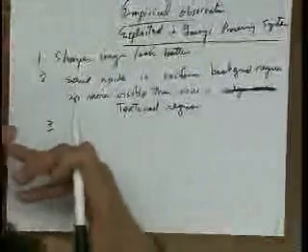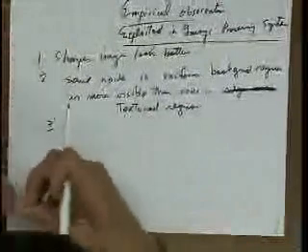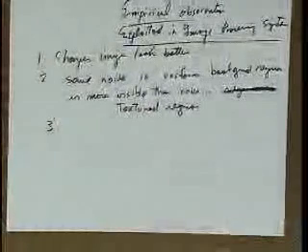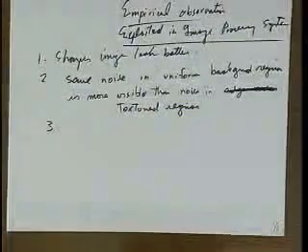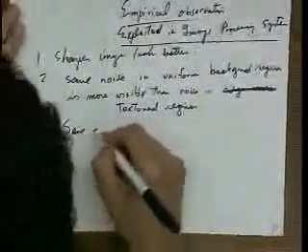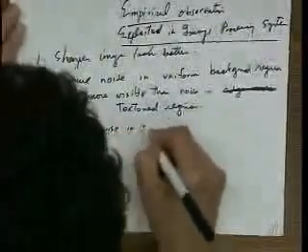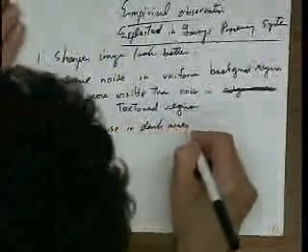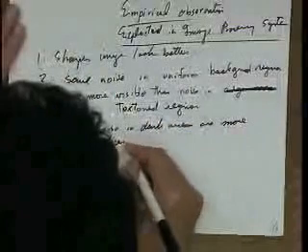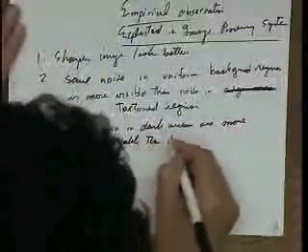The next property that you want to exploit is that the same noise in dark areas looks more noticeable than noise in bright areas. So same noise in dark areas is more noticeable than in bright areas.